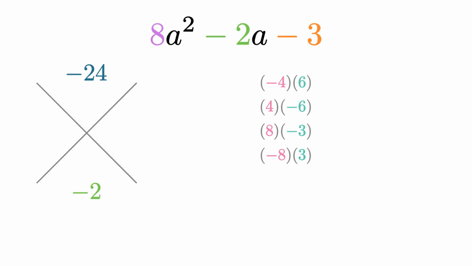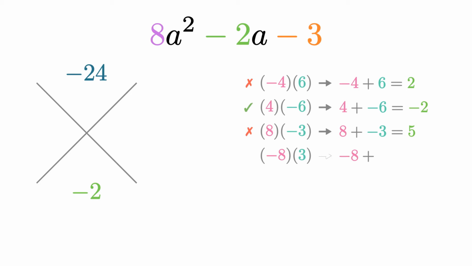So if we do negative 4 plus 6, that'll give us positive 2, so we'll eliminate that. If we do 4 plus negative 6, that'll give us a negative 2, so that works, we'll put a check by that. If we do 8 plus a negative 3, that'll give us positive 5, so we'll eliminate that. And lastly, if we do negative 8 plus 3, that'll give us a negative 5, so again, we'll eliminate that. So the pair that'll work would be 4 and negative 6, so we'll put those in the sides of the x. And now we'll factor.